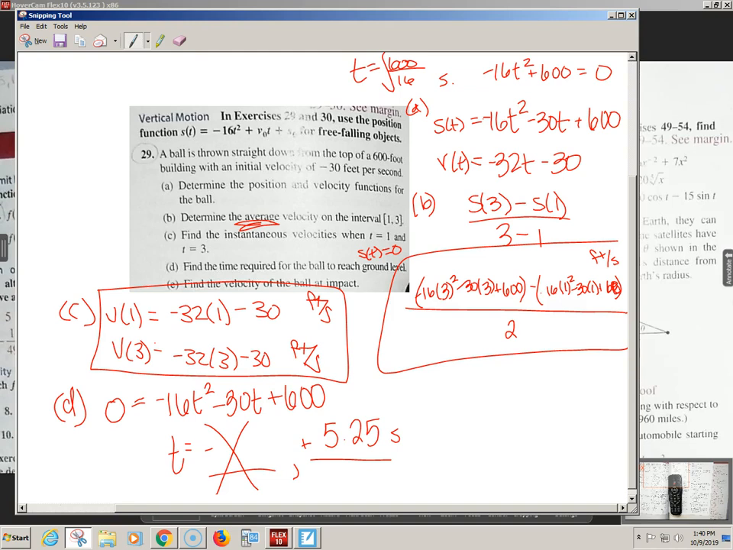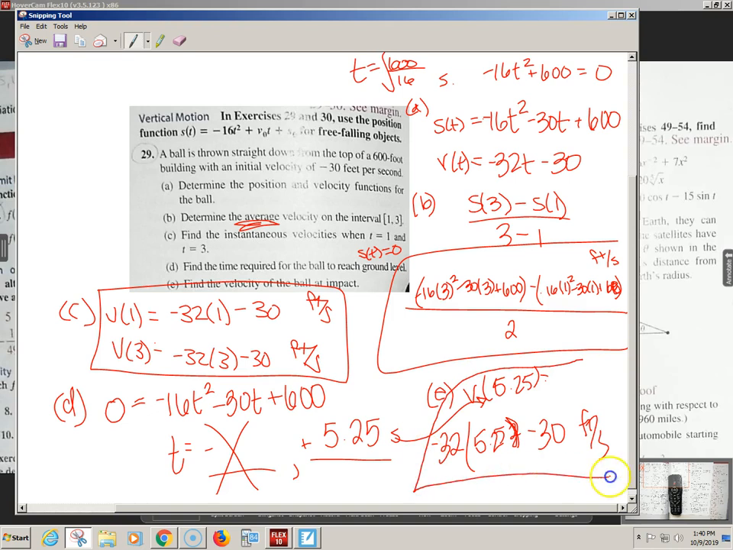Wait, why not plus or minus? No minus. So what about letter E? What if you have a nasty answer and you have to use it? Find the velocity of the ball at impact. Don't we have to plug in the time we just got? Well, yeah, you just rewrite it. Oops, sorry. Just don't make it wrong. Minus 30 feet per second. And this one, we rewrite it with the decimal. And this one, we rewrite it with that inside and say, done.